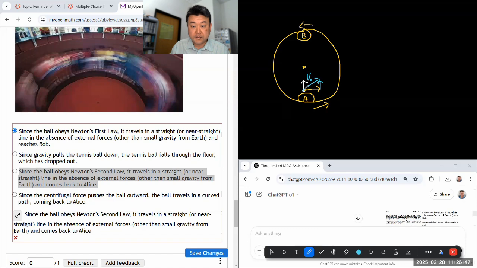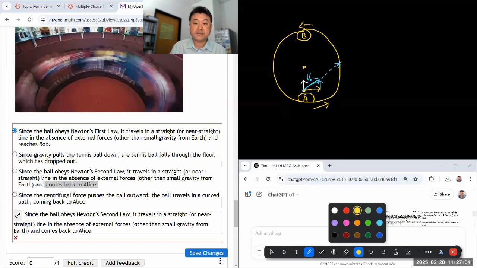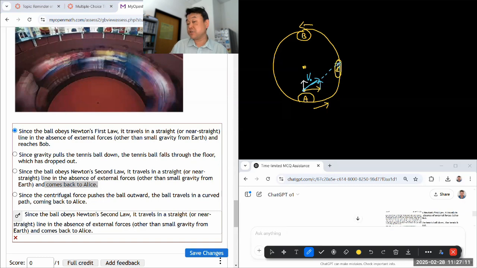And so after you have this, the ball moves in more or less a straight line and intersects this circle here. So you might wonder, how does it come back to Alice? Well, in an inertial reference frame, the analysis will look like it's actually Alice who moves and is here at about the right time to catch the ball.